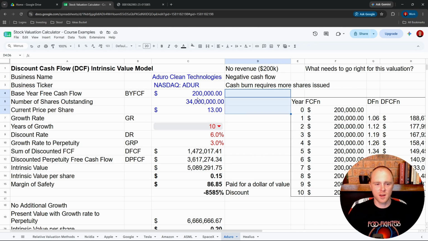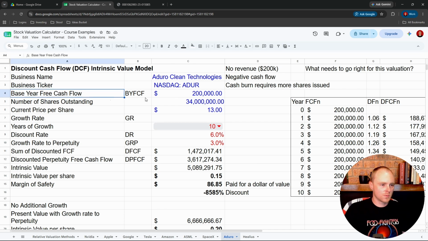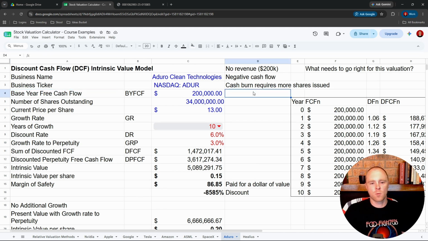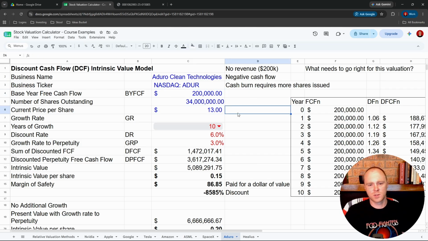So, if we understand that though, what does that mean for this one? Well, surely there has to be a way that we can value it. Yes, there is. So we can come up with ways to try and justify what it's currently priced at. At this stage, the stock is valued, or priced by the market, at $13 a share. There are around 34 million, I think it was between 34 and 35 million shares outstanding. Now, because it doesn't have base year cash flow, we want to make a couple of assumptions.